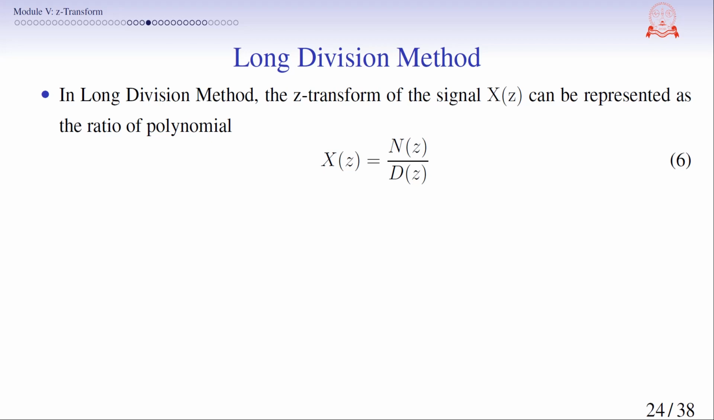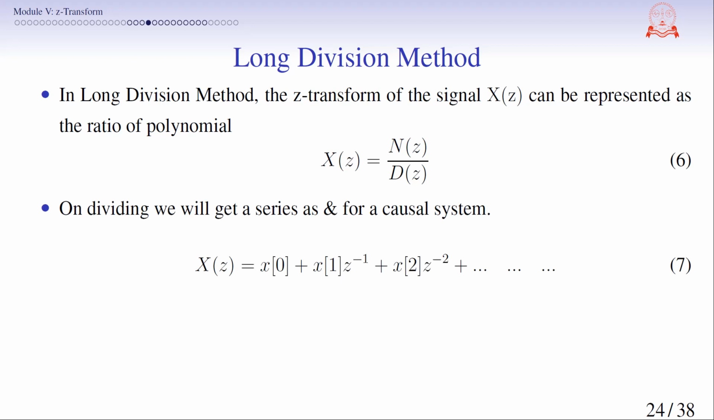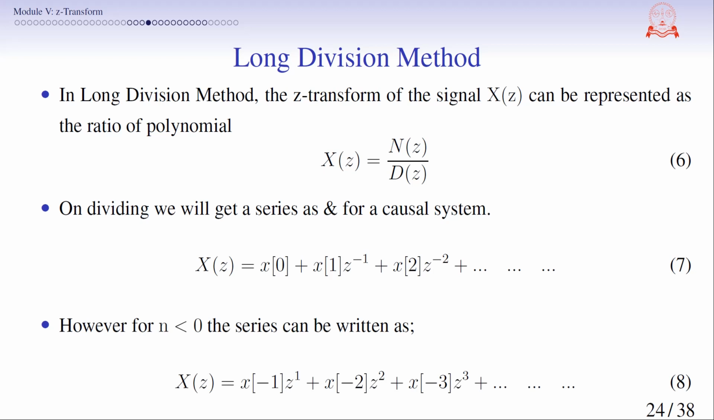In the long division method, the Z transform of the signal X(z) can be represented as the ratio of two polynomials. That is, X(z) can be represented as the numerator part of z divided by the denominator part of z. On dividing, we get a series X(z) equal to x(0) plus x(1) z raised to minus 1 plus x(2) z raised to minus 2, and so on. That is for a causal sequence, so that we can write x(n) as x(0), x(1), x(2), like that.